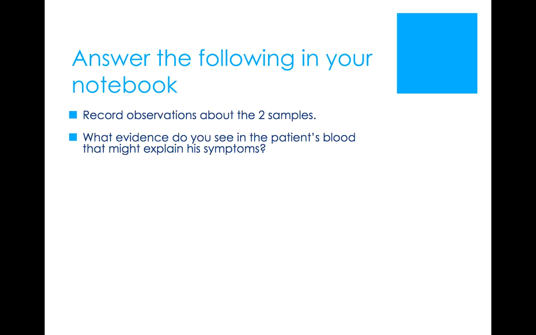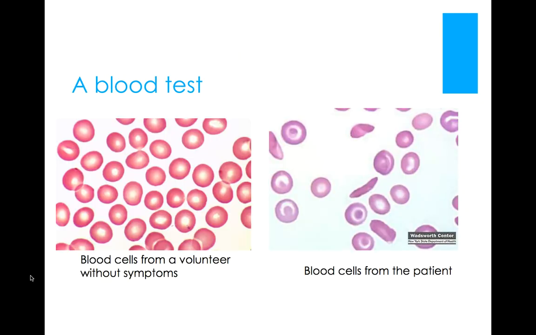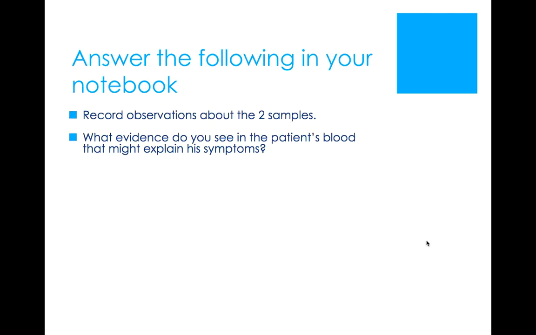All right, so they actually did do a blood test. You have pictures of the patient's blood samples. You also have a picture of a normal, unafflicted patient. So this blood sample on the left is someone without the symptoms, and on the right is the patient. You have, again, these in your notebook. So I want you to write down what evidence you see in his blood sample that might explain his symptoms. Okay, go ahead and pause the video, complete that, and come back.